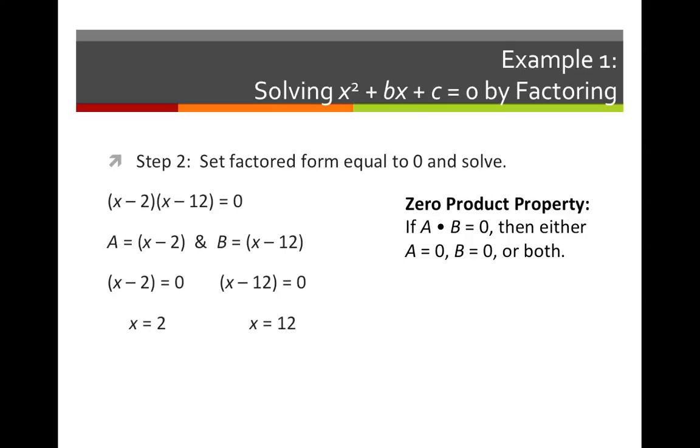So I add 2 to both sides in the first equation to get x equals 2, and I add 12 to both sides in the second equation to get x equals 12. So there are two possible solutions to my equation, and those are an x value of 2 and an x value of 12.